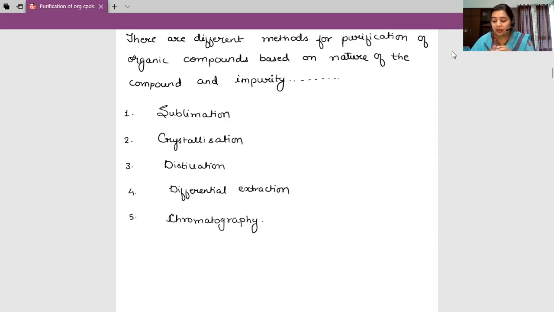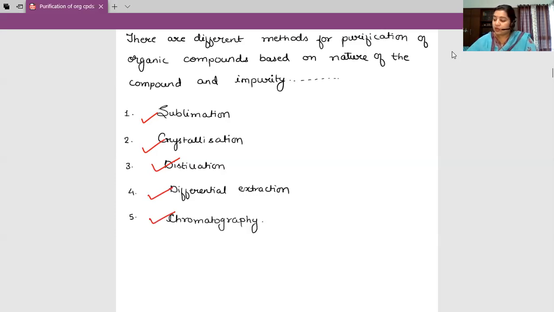That is why there are 5 methods of purification of organic compounds, and all of them are very important. They are all commercially used. I will show you some distillation and other pictures from industry later in my lecture, so that you feel it is something practically applied. So what are the 5 methods? First is sublimation, then crystallization, distillation, differential extraction, and chromatography.